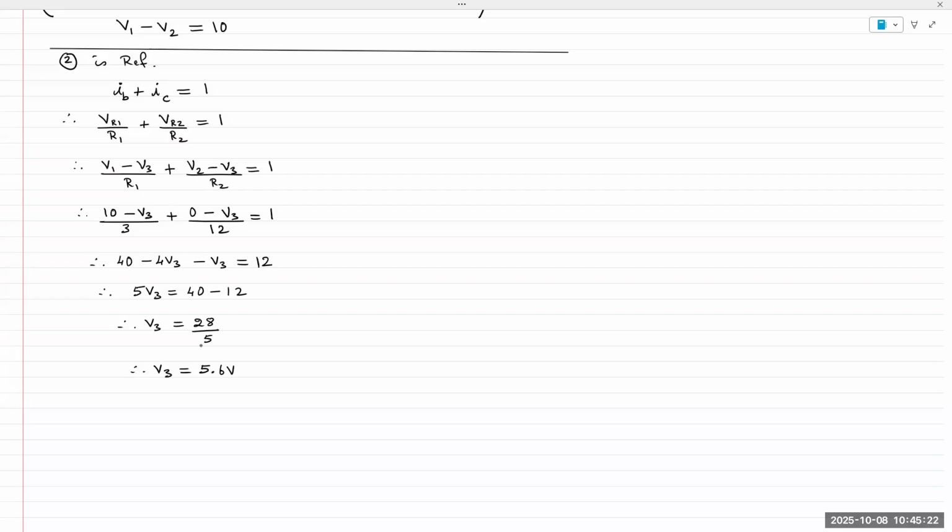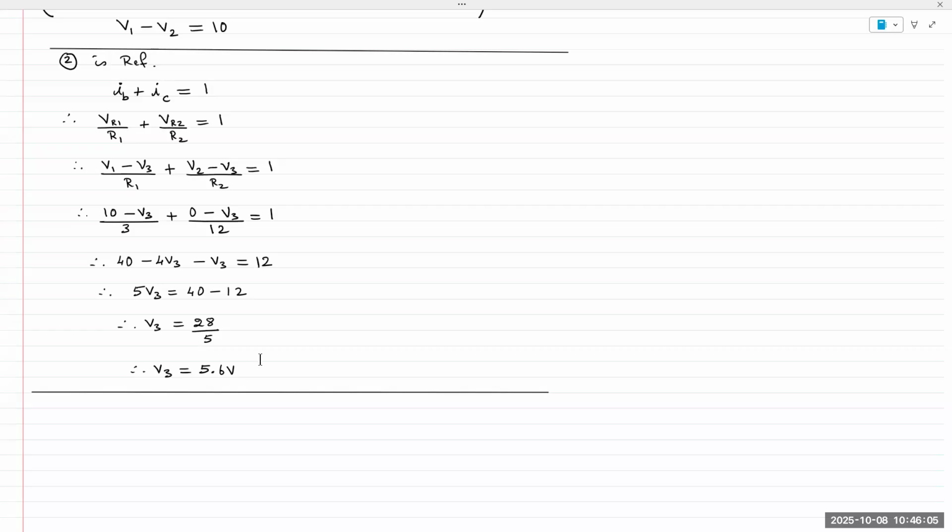Let me see. So VR1 is V1 minus V3 over R1. We've got V2 minus V3 over R2 equals 1. 10 minus V3 over 3, 0 minus V3 over 12. Multiply everything by 12. Gives me 4 times 10, 40. 4 times V3 is V3 minus V3 plus 12. 5 V3 is 40 minus 12. 28 over 5. Okay. So now I have the values for all 3 points.